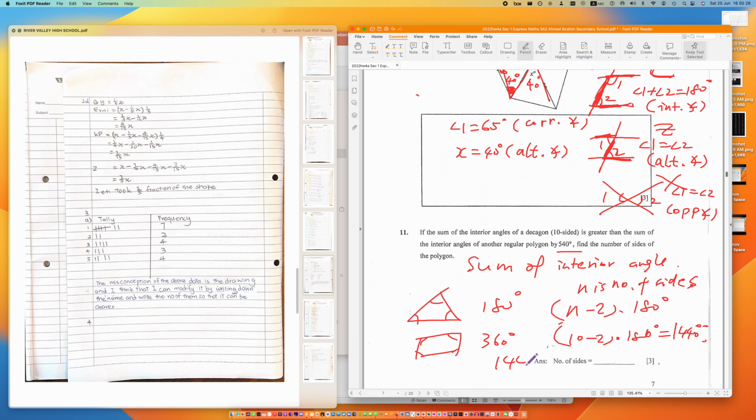So it says it's more than the other one by this. So it's 1440 minus 540 is 900, right? So it's just n minus 2 times 180 equals 900. N equals 7, because 5 times 180 is 900. So the number of sides for the other one is 7. Does it make sense? Yes. So the sum of interior angle formula, you have to memorize. By the way, you don't have to because you can get it on the spot.